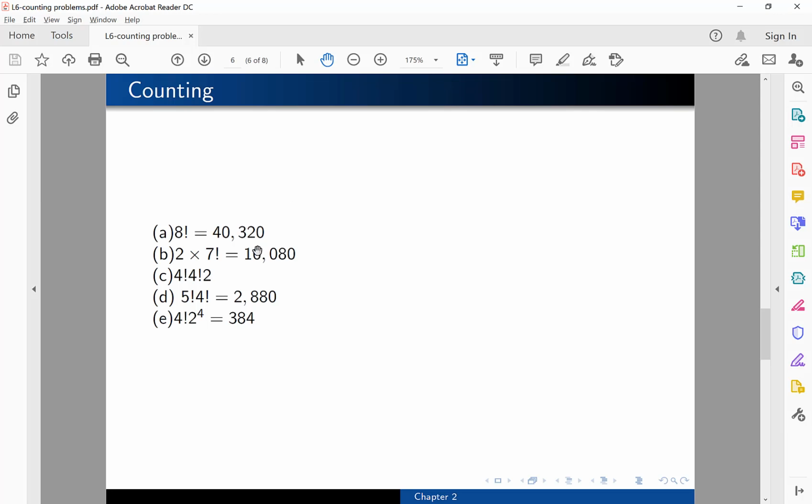So I've given the answer here. Okay, I've calculated the number, but the important thing is doing this calculation.